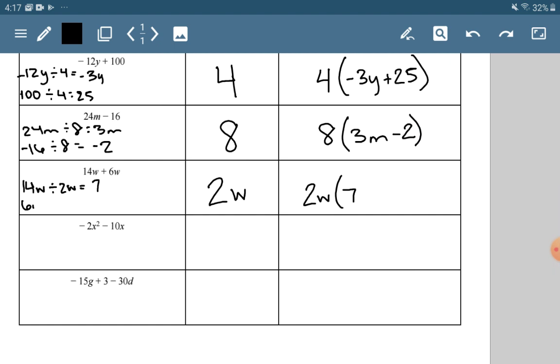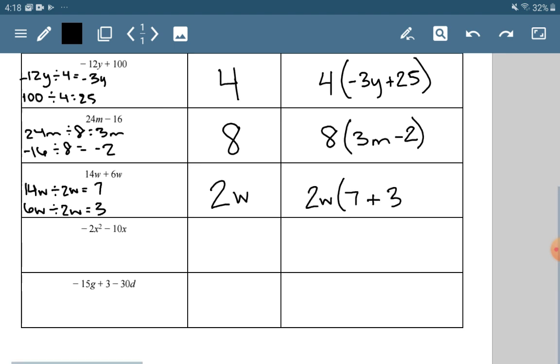6W divided by 2W will give me 3, and the W's cancel out, or W divided by W gives me just 1, which is why I don't write it. And again, this is a positive, so I'm going to write a plus sign, 3. This is my new factored expression for this one.